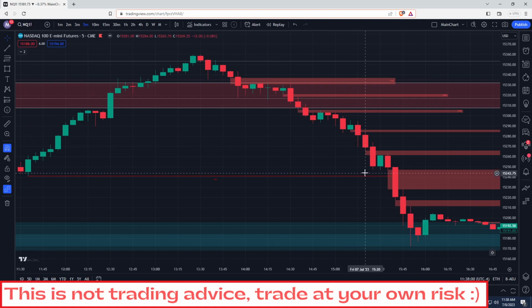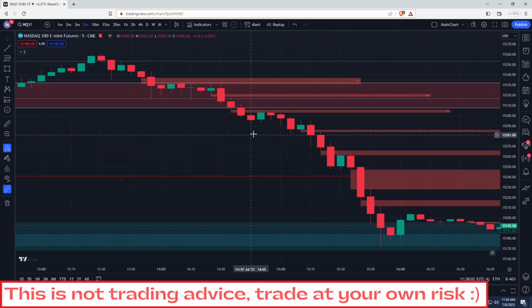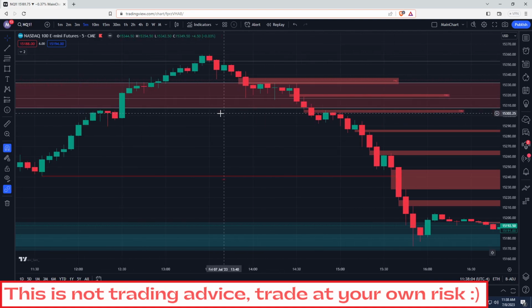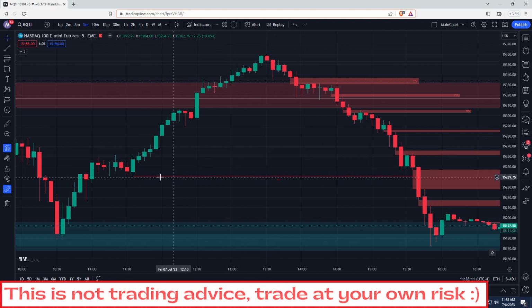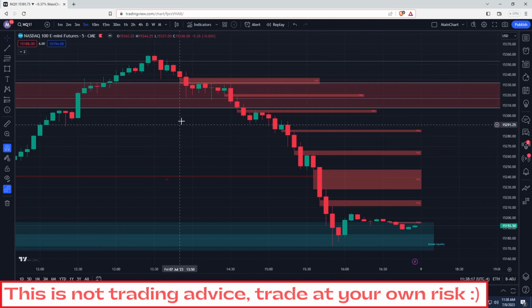I did not hold it that long. I eventually trailed too far. I was at first expecting us to take this out, and we did. We did go a little bit lower, and obviously we took it all out. We even took out this low from the 10:30 area. So perfect entries inside of this or close to this fair value gap.